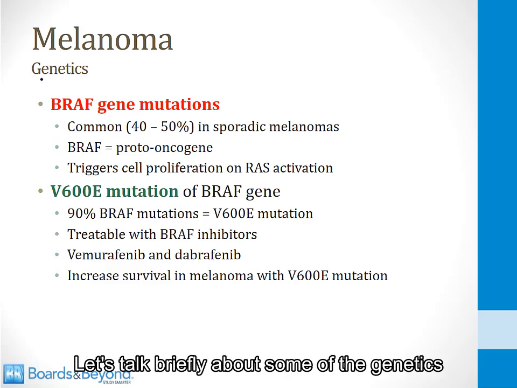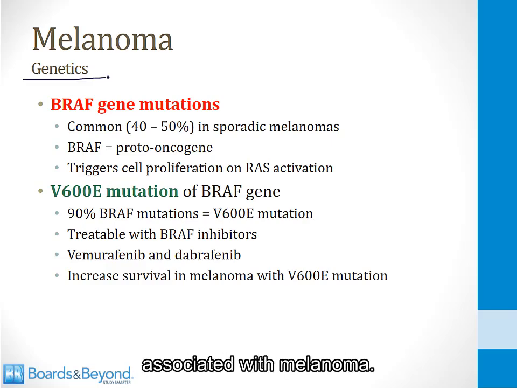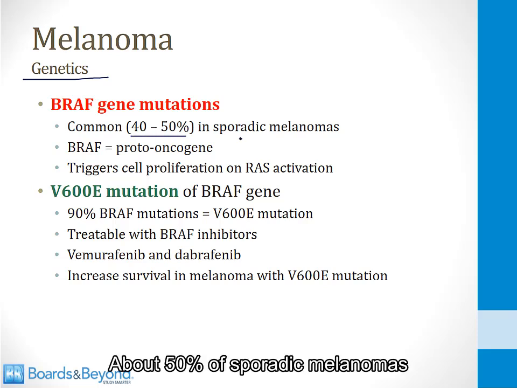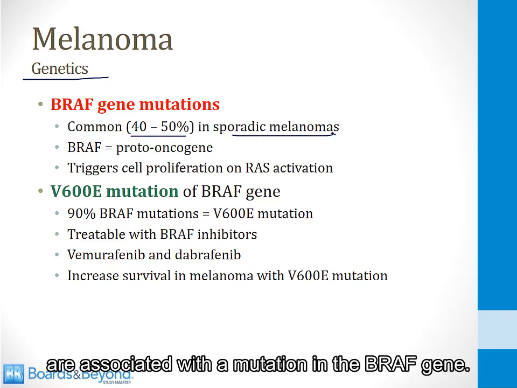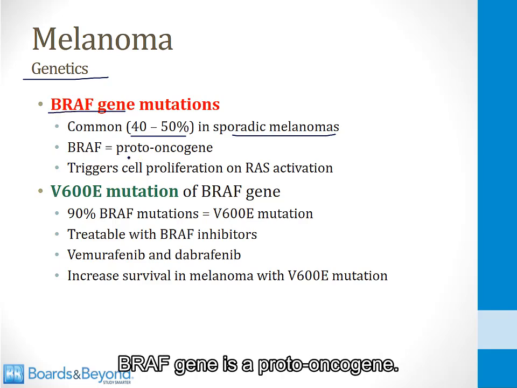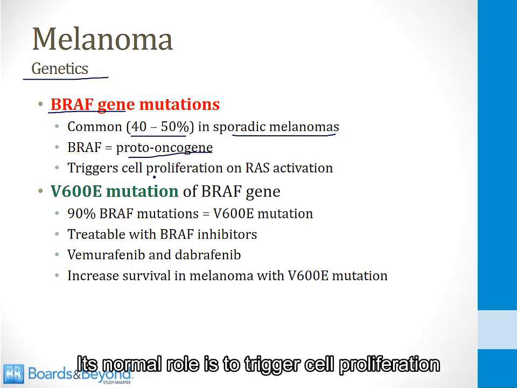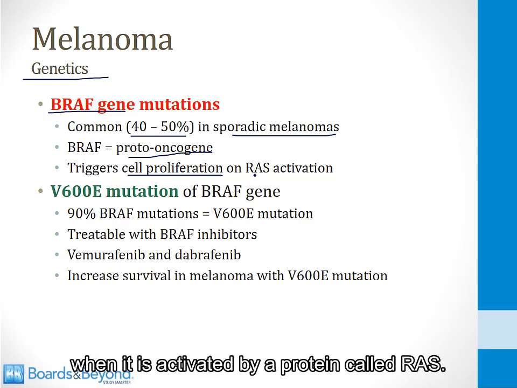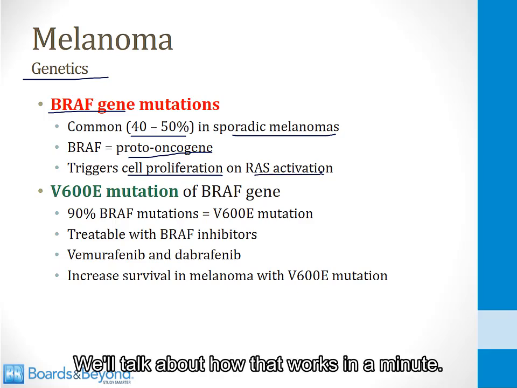Let's talk briefly about some of the genetics associated with melanoma. About 50% of sporadic melanomas are associated with a mutation in the BRAF gene. BRAF gene is a proto-oncogene. Its normal role is to trigger cell proliferation when it is activated by a protein called RAS. We'll talk about how that works in a minute.